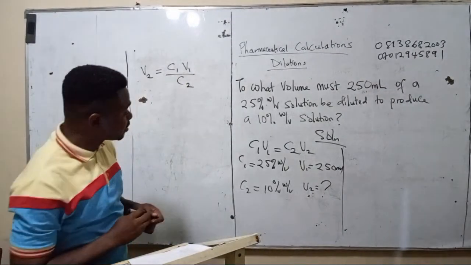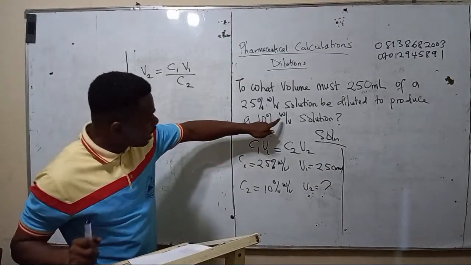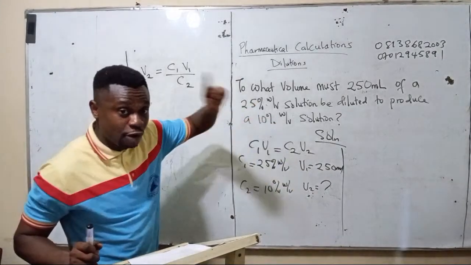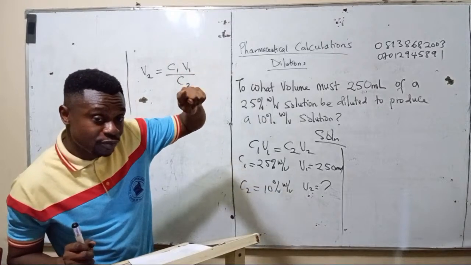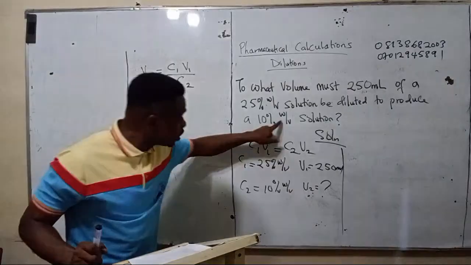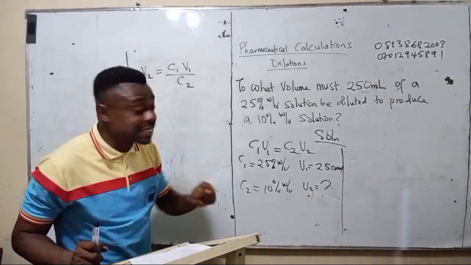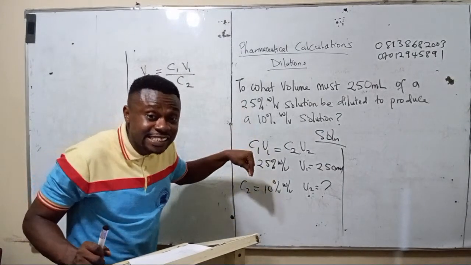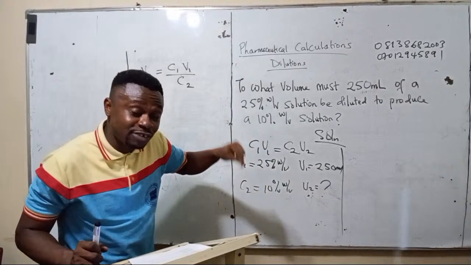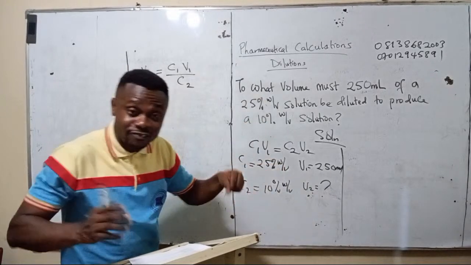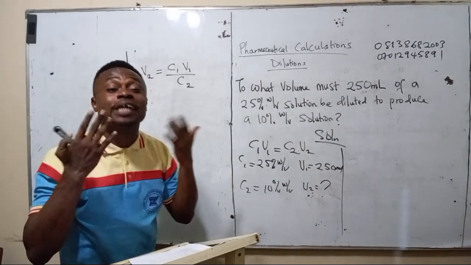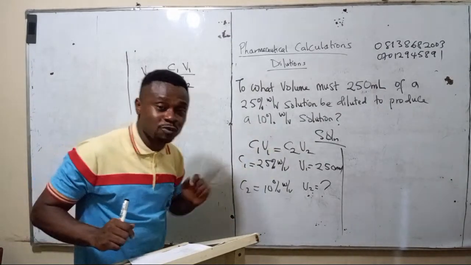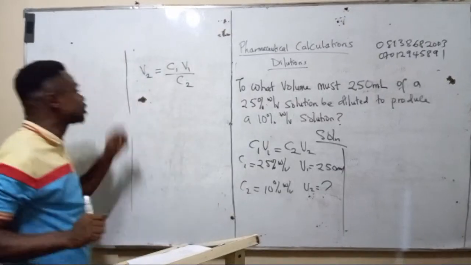Lest I forget, please remember that here we have weight in volume, unlike others where we have weight in weight. Here is weight in volume. What it means is that the ingredient dissolved in the vehicle is solid, while the vehicle is liquid, and the consistency of the product will also be liquid. That's the meaning of weight in volume. So let's go back to what I'm looking for.